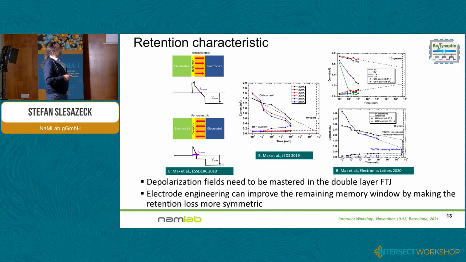And on the lower right side plot, we see also data where the titanium electrode was exchanged by the platinum electrode. The work function shift is different than in the aluminum case, and in this way he could reduce the depolarization field, making retention better, but in turn, as explained, you might get an issue with the on currents that also are affected by this. So there's in this device a trade-off between data retention and the on currents that we have.